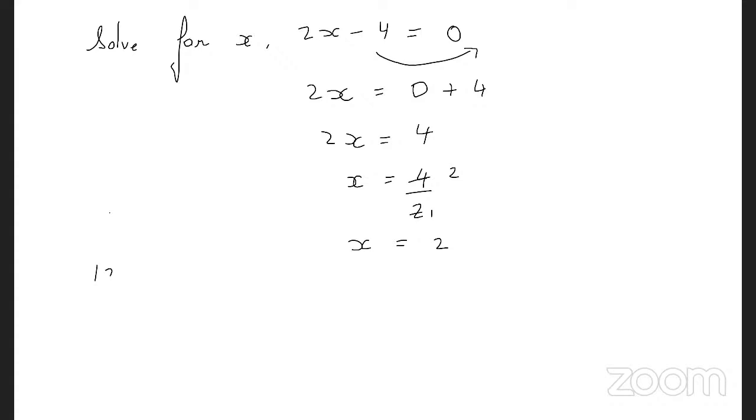12m minus 10 equals 6. Ma'am, you said m or n? I couldn't catch that. This is m. Okay, thank you.